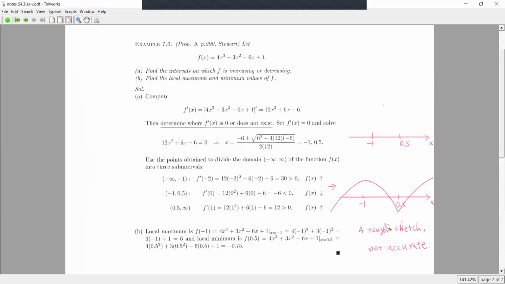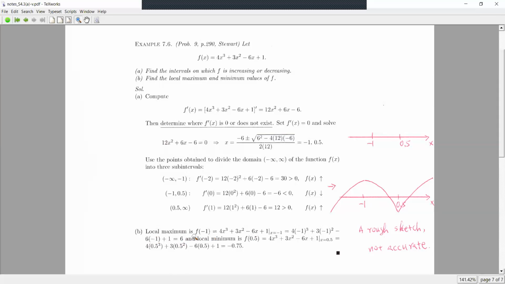So from this rough sketch, I can tell that the function has a local maximum at -1 and has a local minimum at 0.5. So the answer to B is: the local maximum is at -1. The local maximum function value is f of -1.